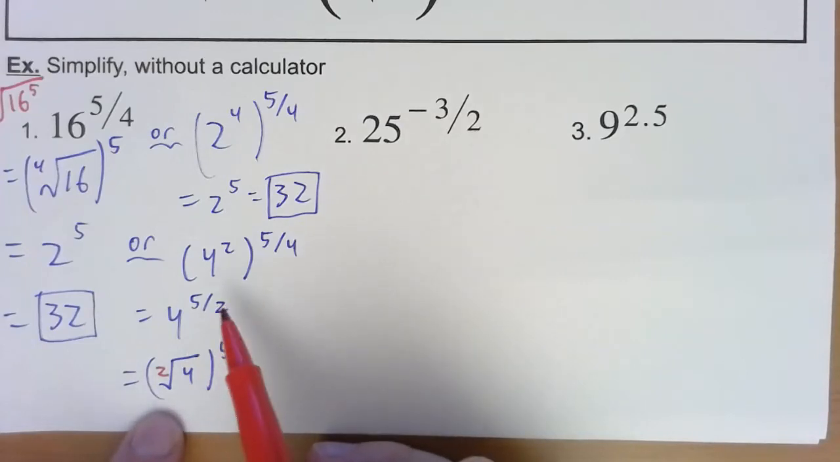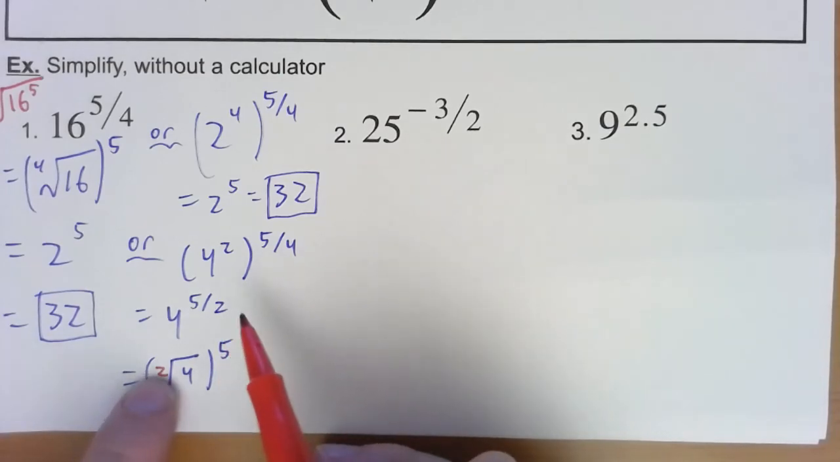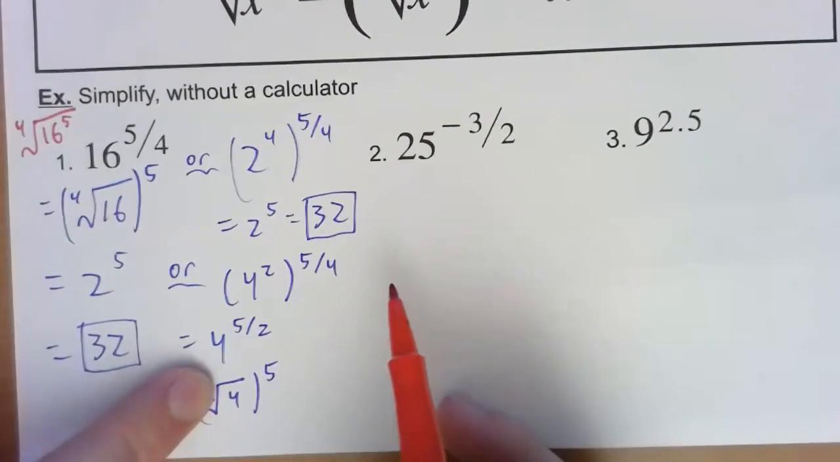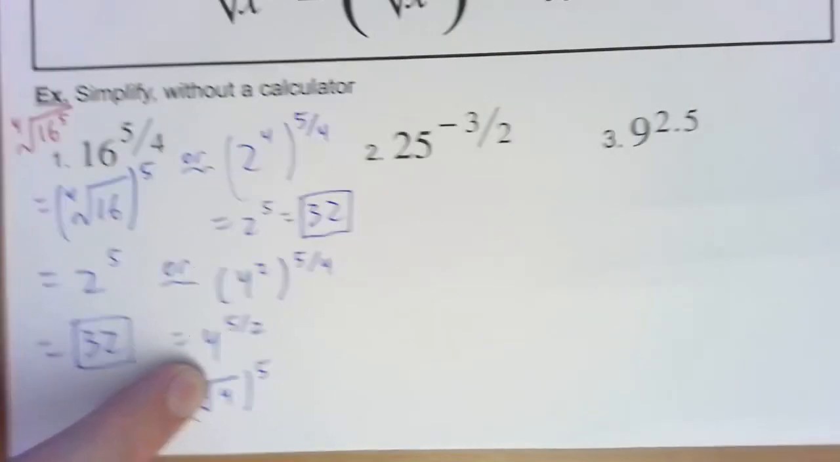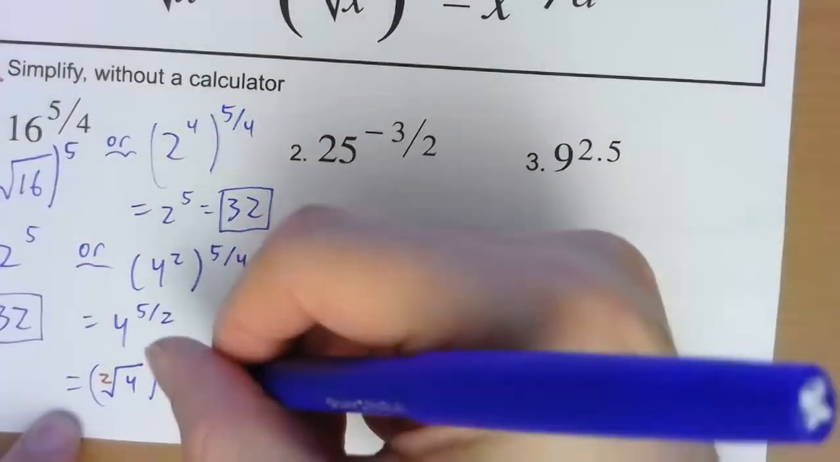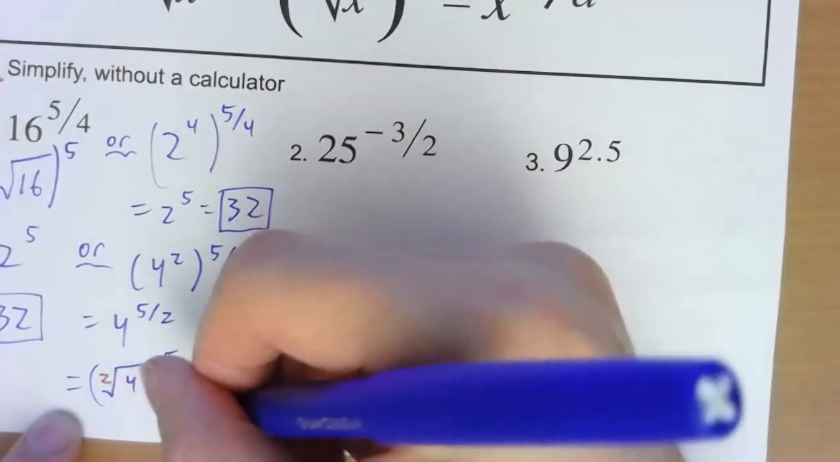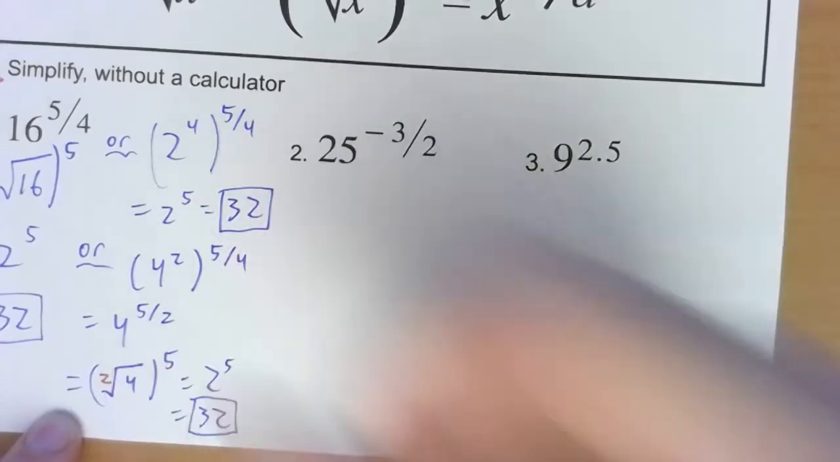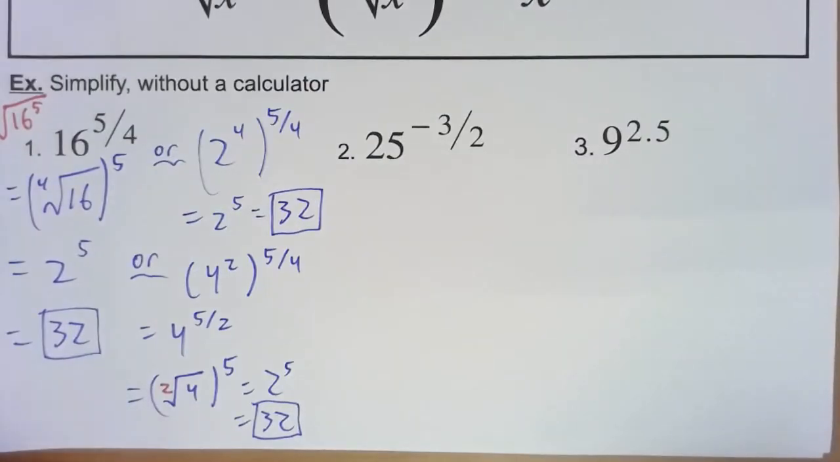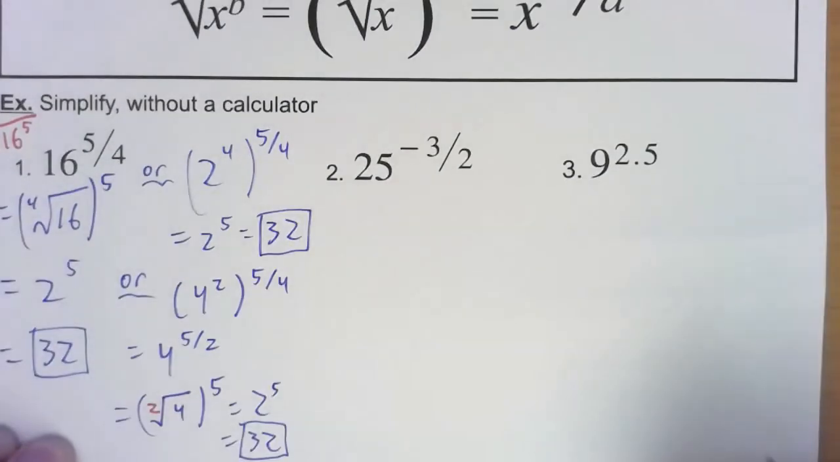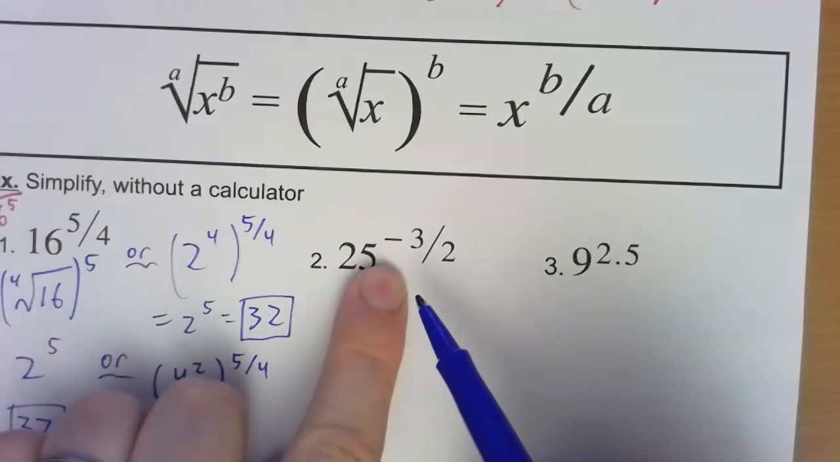So when the denominator of the exponent, when the bottom of the exponent is a 2, if you want to write the 2, it's not a huge deal, but typically we wouldn't. Typically we would just say square root of 4 to the 5th power, right? Which of course again is 2 to the 5th power, which is 32. So no matter how you slice it, you get the same answer. Math works.